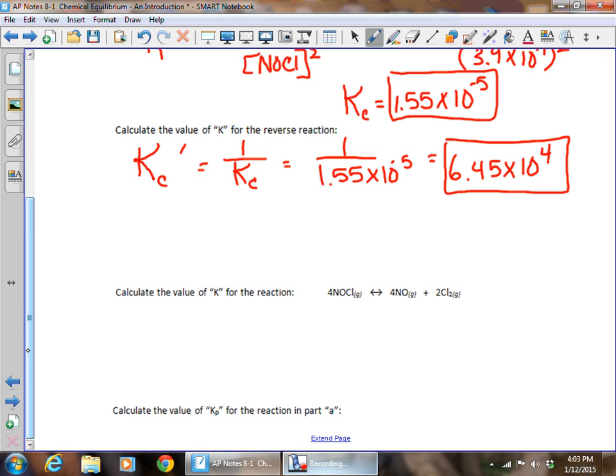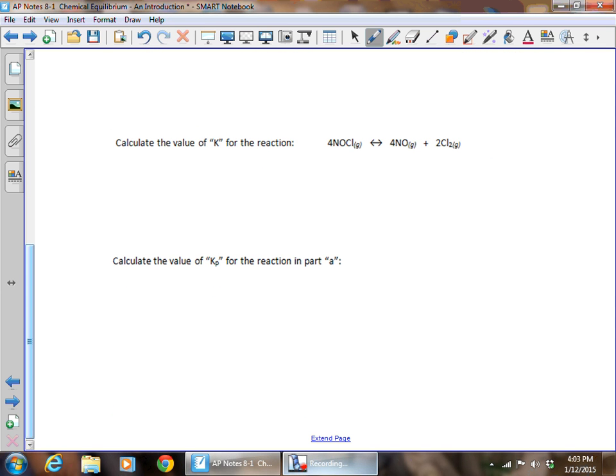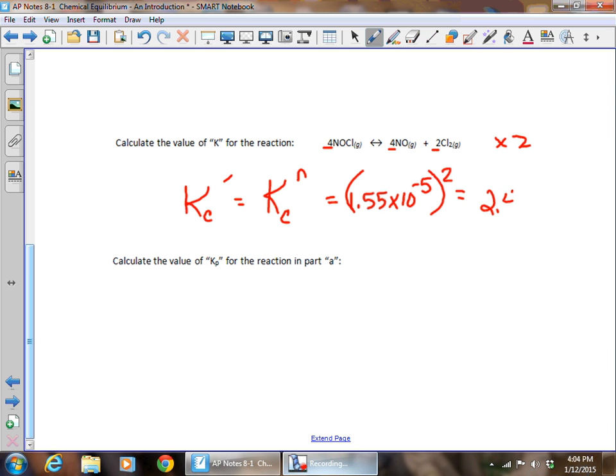Now it wants us to calculate the value of K for this reaction, and notice it was 221 and now it's 442, which means we doubled this reaction. Remember what we do when we double the reaction. Our new Kc is going to be whatever our old Kc was raised to that factor, which in this case is our 1.55 times 10 to the negative fifth raised to the second, which is going to give us a value of 2.40 times 10 to the negative 10th. So that's what happens if we double the reaction.